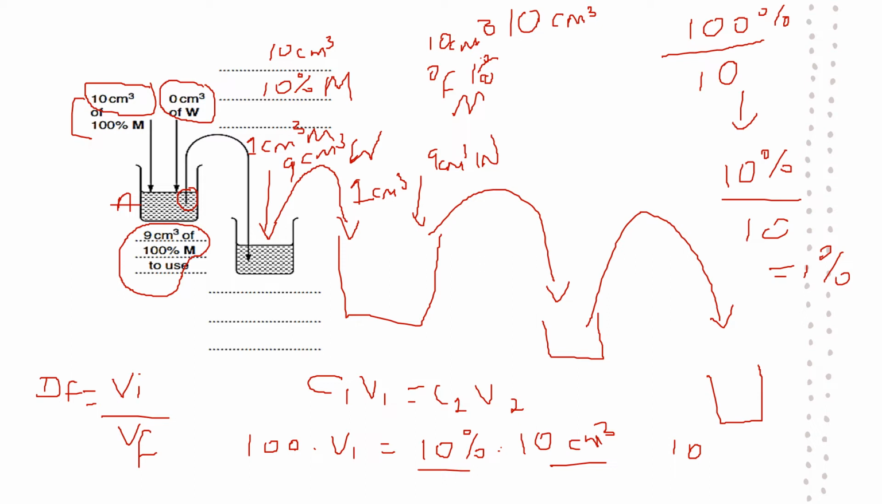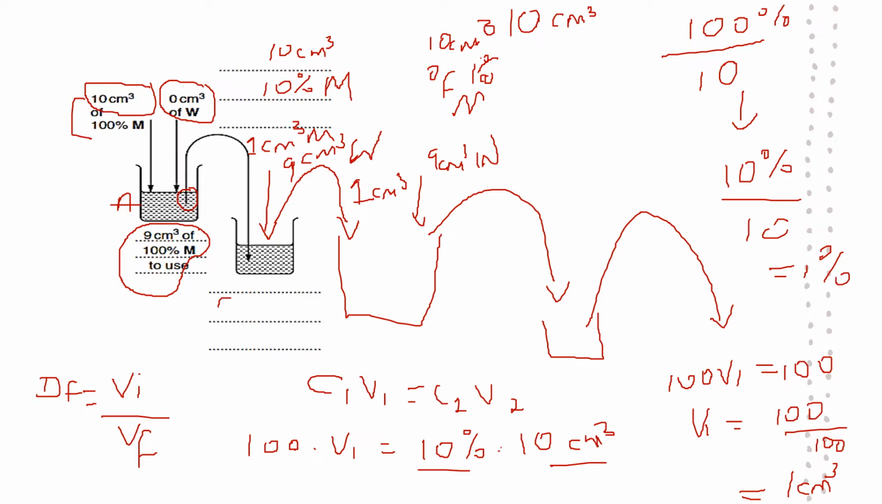I'm just going to erase this beaker over here so that you can see. So it means 100 V1 is equal to 100. I hope this makes sense. And in that case, V1 then becomes 100 over 100, and that is 1 cubic centimeter. So you've now been able to calculate that from the first beaker, I need to take 1 cubic centimeter in order to make a final volume of 10 cubic centimeters and to reduce my concentration to 10%.